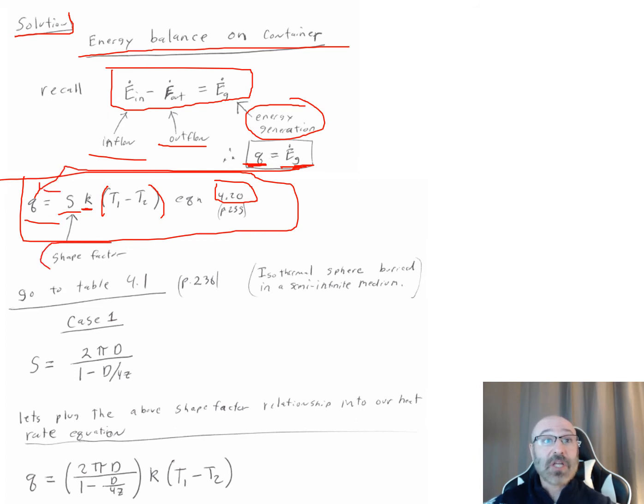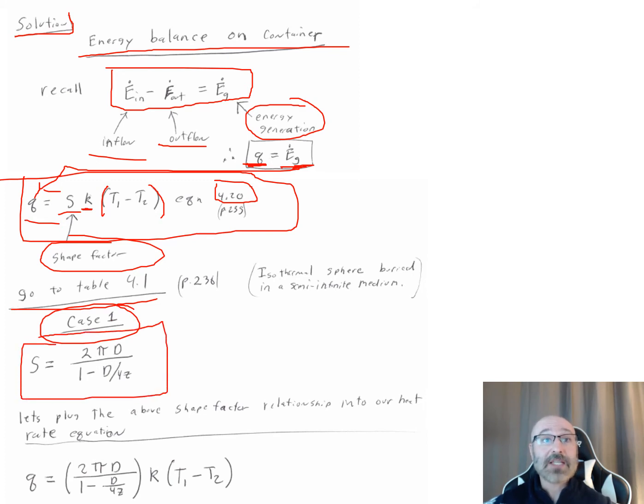We can look up our shape factor. For our shape factor, we can go to table 4.1, and that's what we just did previously, and we saw that this was case 1. So we have this value here, that S is equal to 2 pi d divided by 1 minus d over 4z, and this is for an isothermal sphere buried in a semi-infinite medium, which is exactly what we have occurring for our problem. So with this, now we have our S value.